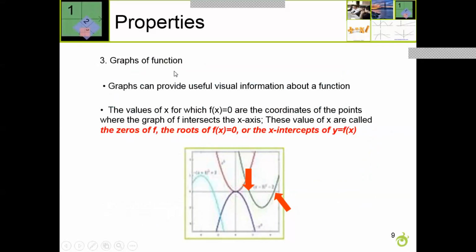Okay, then graph of function. Graph of function pun dah belajar dalam pre-calculus. So graph biasanya kita graph can provide useful visual information about a function. So the values of x for which f of x equal to 0 is the coordinate of the function where the graph of f intersect x axis. So kalau kita nak cari x axis intercept, we need to set f of x equal to 0, and then you need to solve for the value of x, so that is the x axis. Okay, that's the values of x axis.